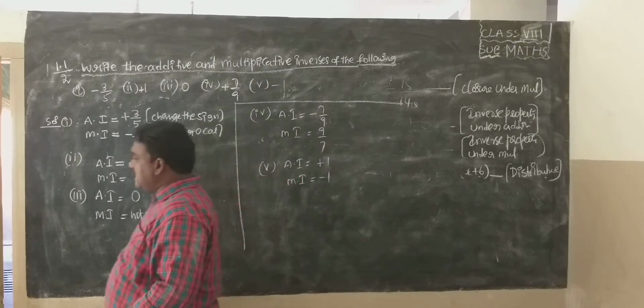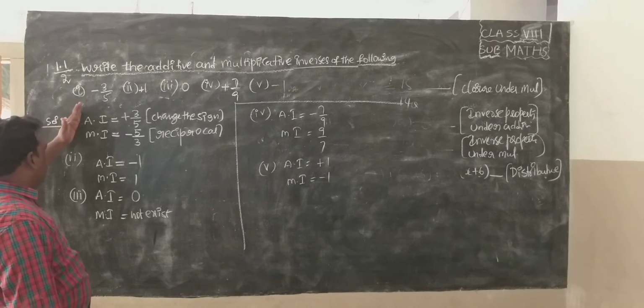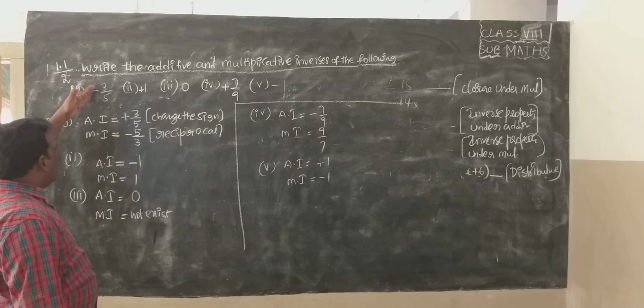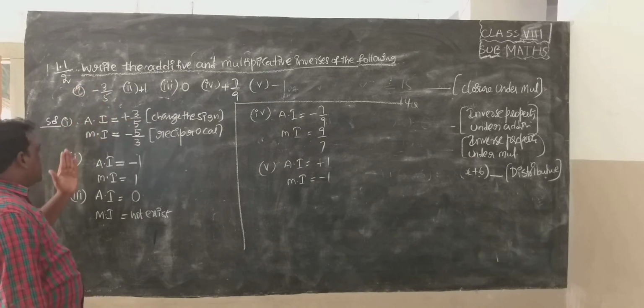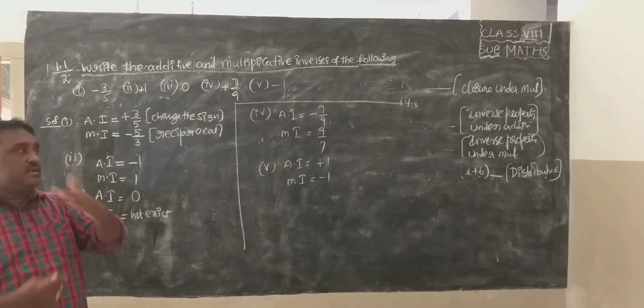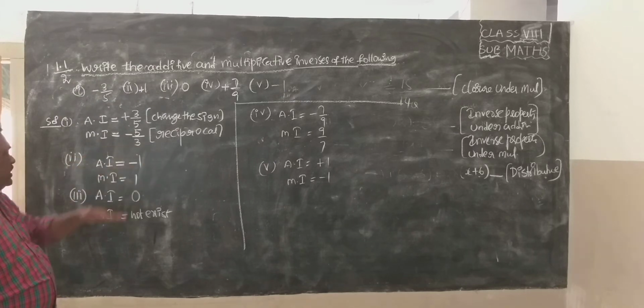So what is the additive inverse? Change the sign. What is the multiplicative inverse? Reciprocal. How to get the additive inverse? Change the sign. Suppose the first one, minus 3 by 5. How to get the additive inverse? Change the sign, minus becomes plus. What is the multiplicative inverse? Reciprocal, reverse. So the reciprocal of minus 3 by 5 is minus 5 by 3.